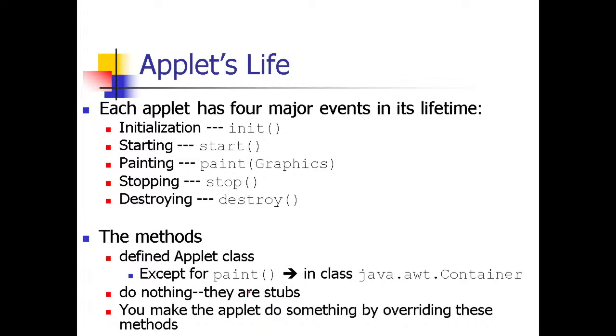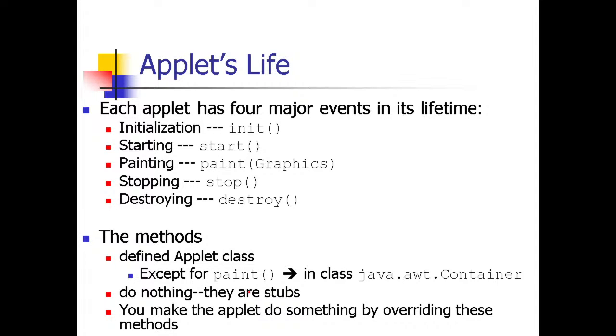Now another important topic of applet is the applet lifecycle: where the applet will get started and where it will get destroyed. Major events in the lifetime of an applet are initialization, then start, then paint, then stop, and then destroy. So these are the basic methods which come under the applet lifecycle.